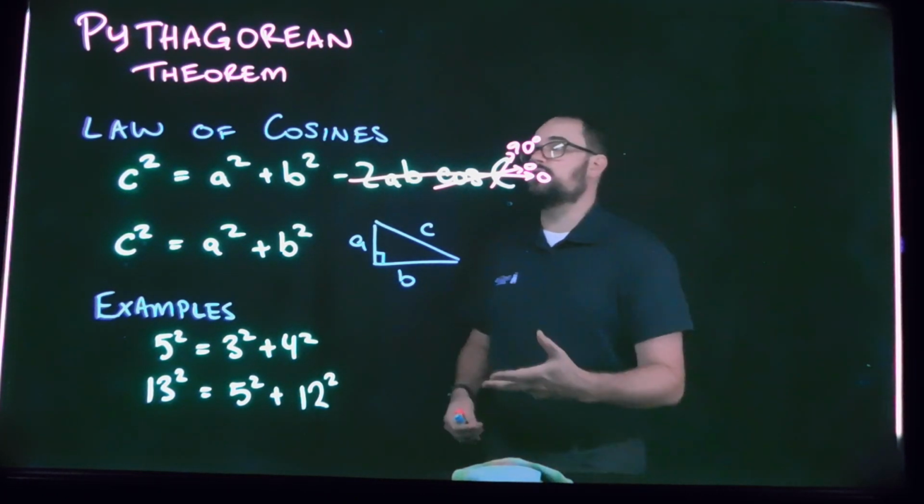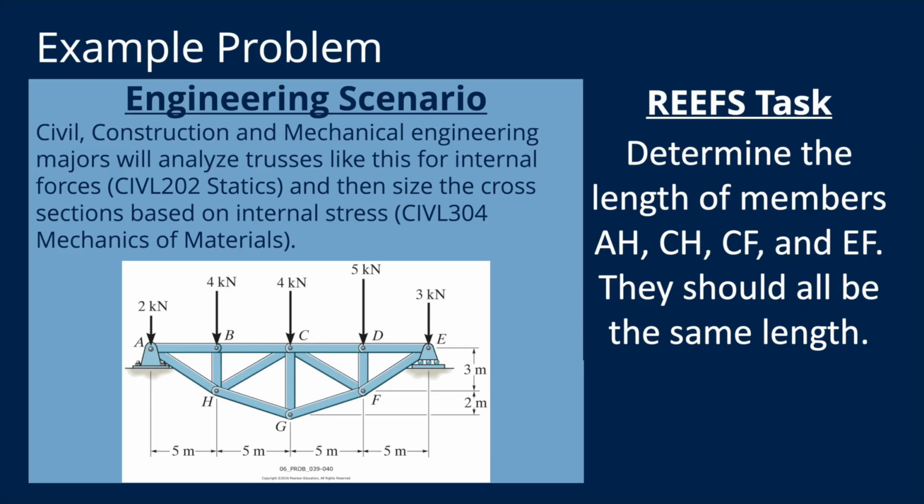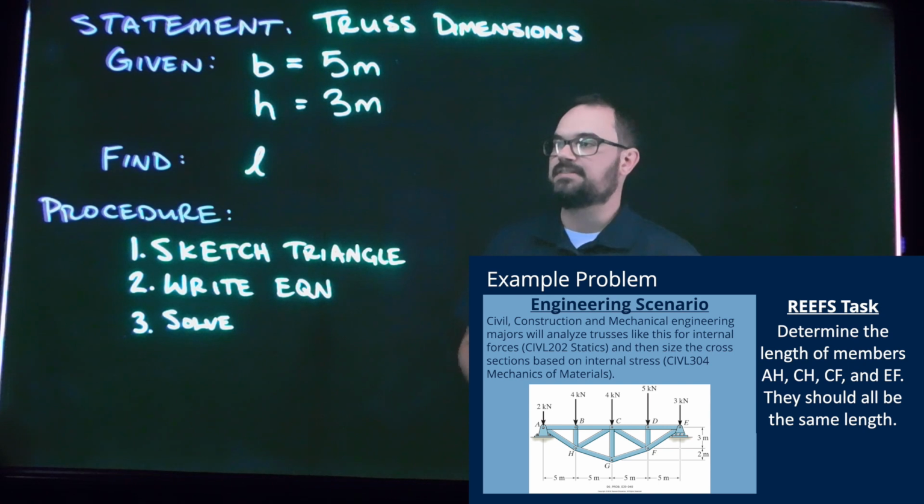So let's put this to work in an example problem connected to actual engineering. Okay, let's look at this example problem dealing with trusses. In statics and in mechanics and materials, you'll learn more about analyzing and designing trusses. But before you can even begin that process, you have to be able to identify the lengths of the members. So in this case, we're looking at a truss that has bays that are 5 meters wide and whose height is 3 meters tall for this particular problem. And we're looking at the length for a particular set of members.